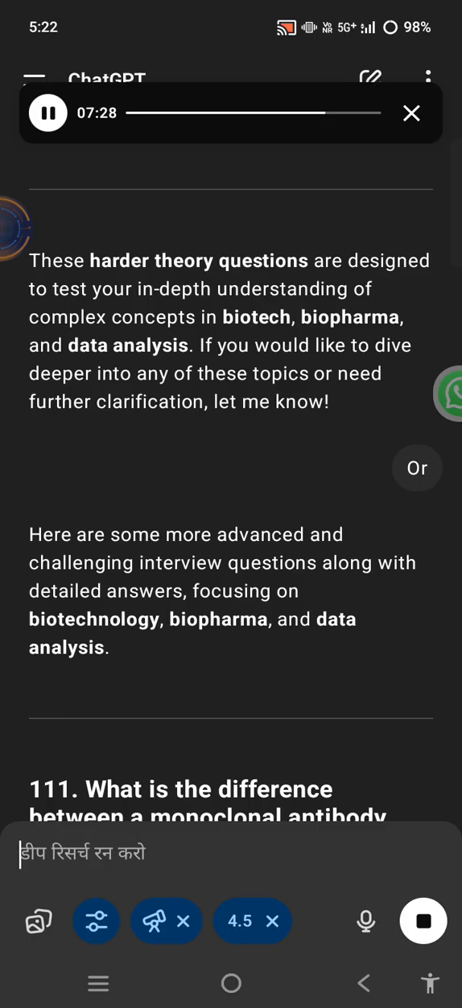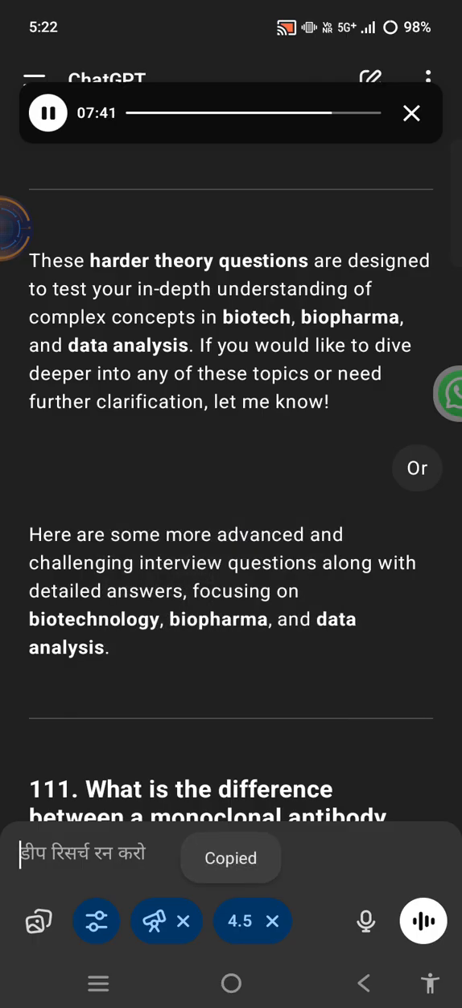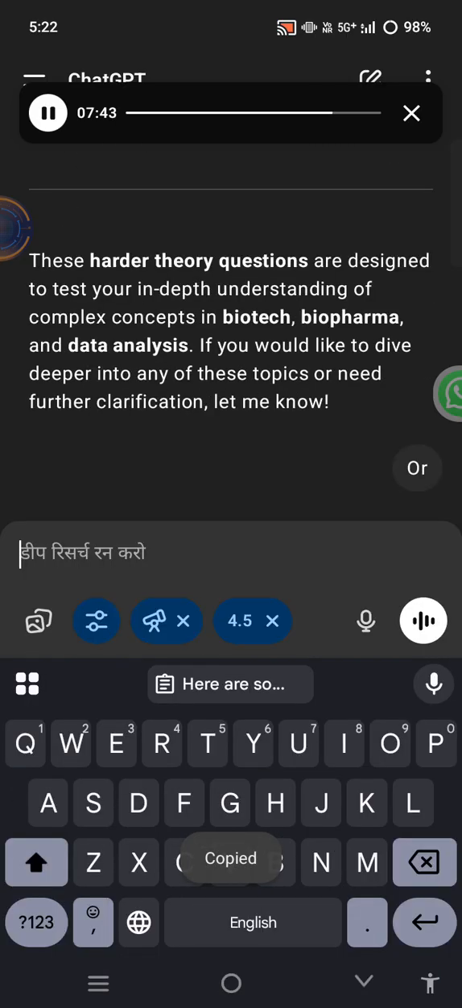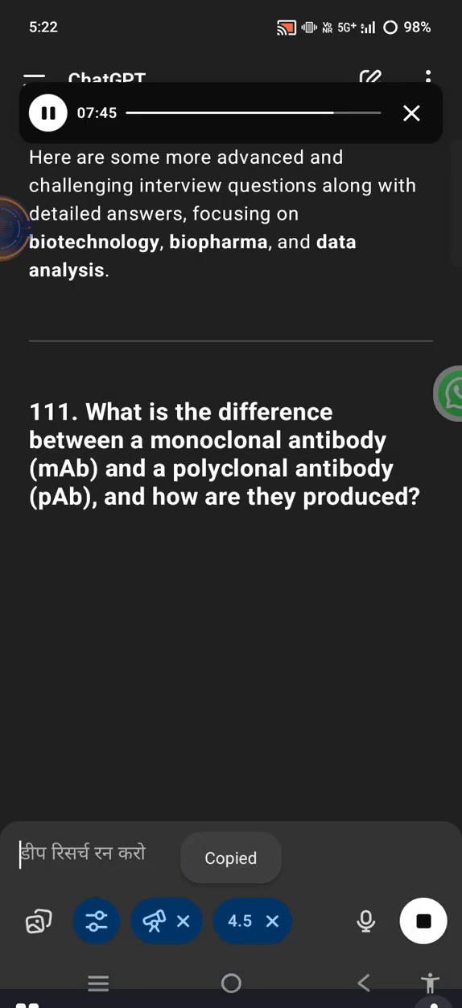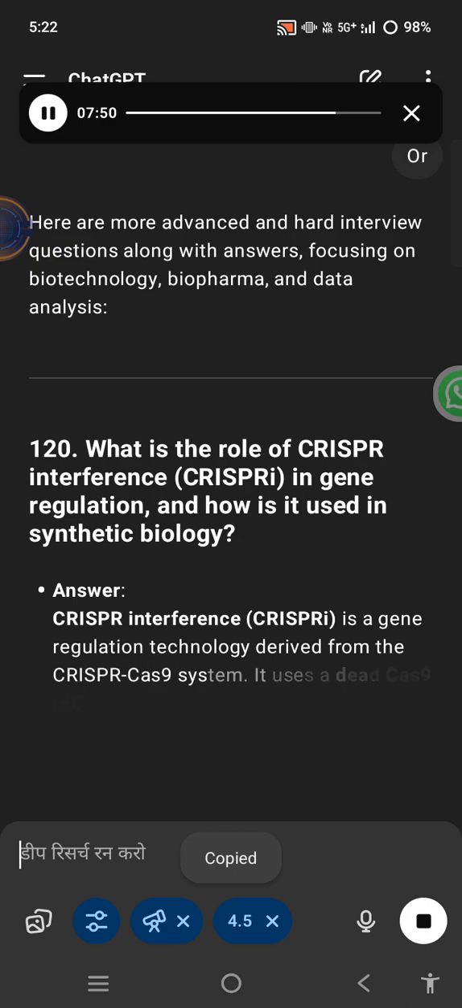43. What are gene drives and how are they used in biotechnology? Answer. Gene drives are genetic systems that increase the likelihood of a gene being passed on to the next generation, overriding typical Mendelian inheritance. They are used to spread beneficial traits rapidly through populations, such as in controlling mosquito populations to fight diseases like malaria.